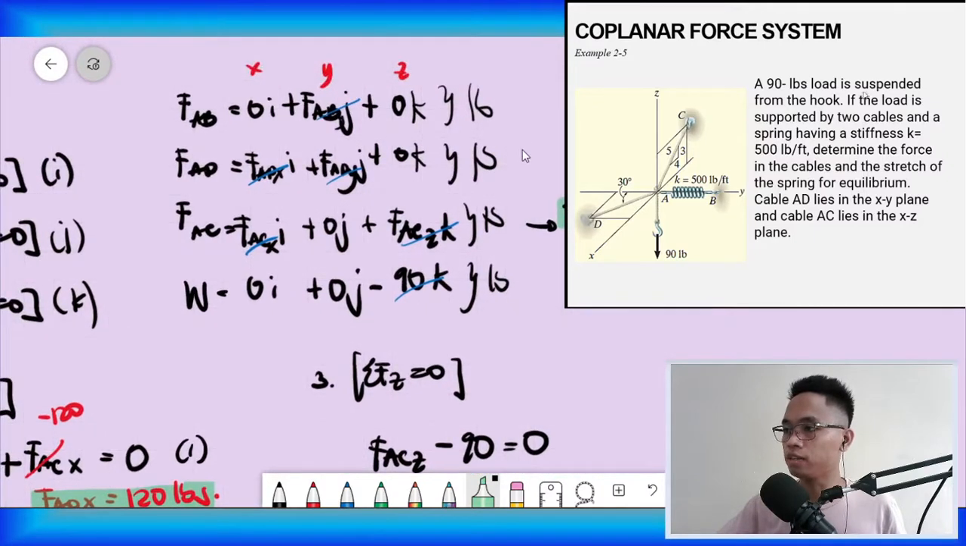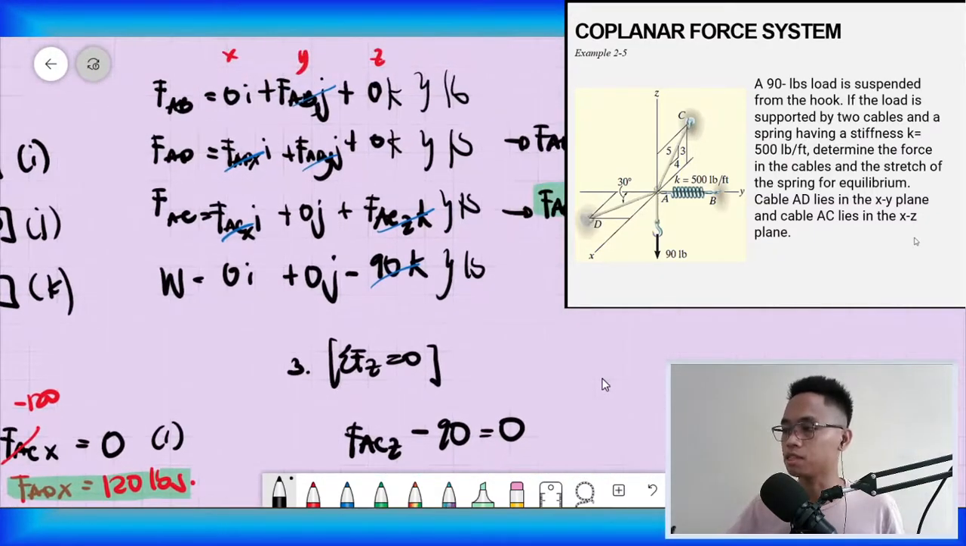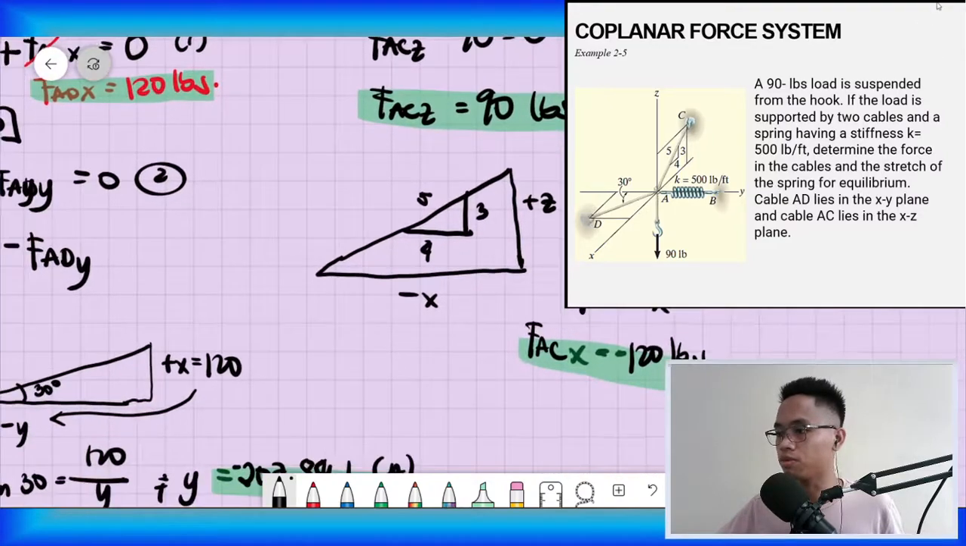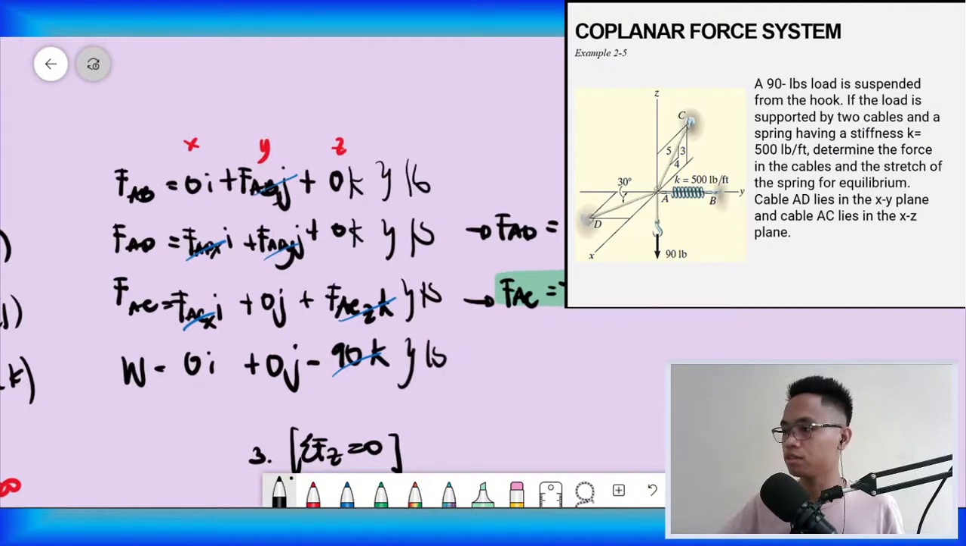So therefore, we have this FAD. Your FAD now would be equal to, what is our X component? Our X component is positive 120 pounds, i. And we have your J component, that is the Y component, that is negative 207.846 j. And that is our answer.